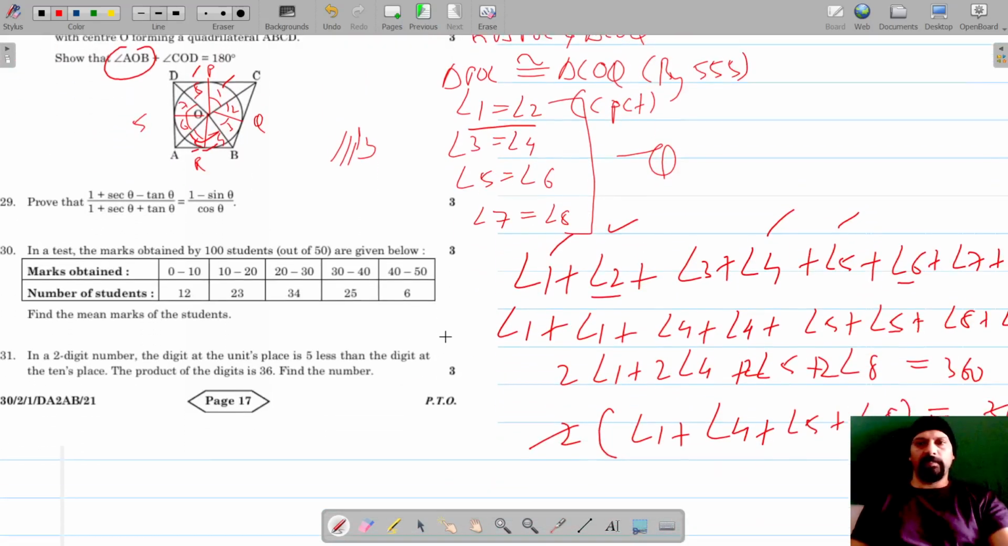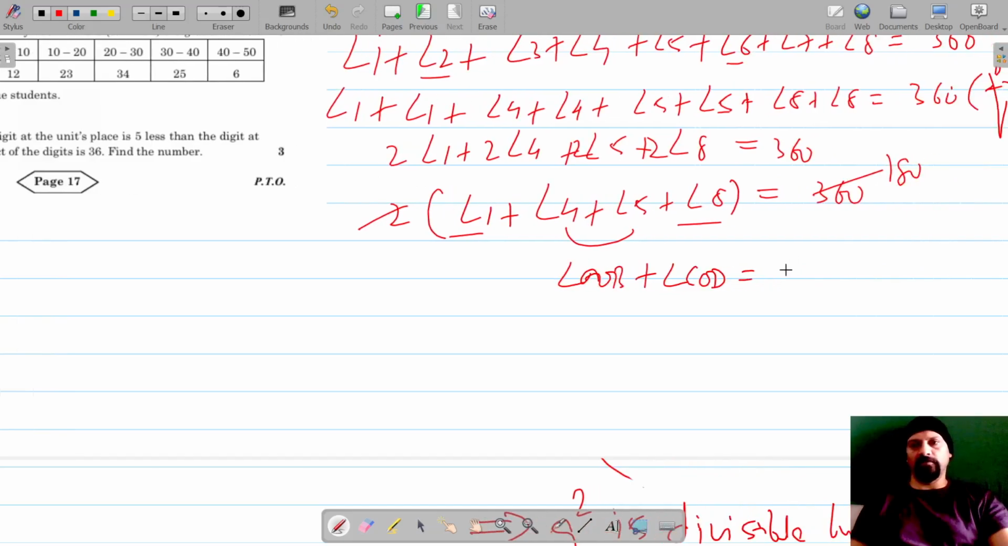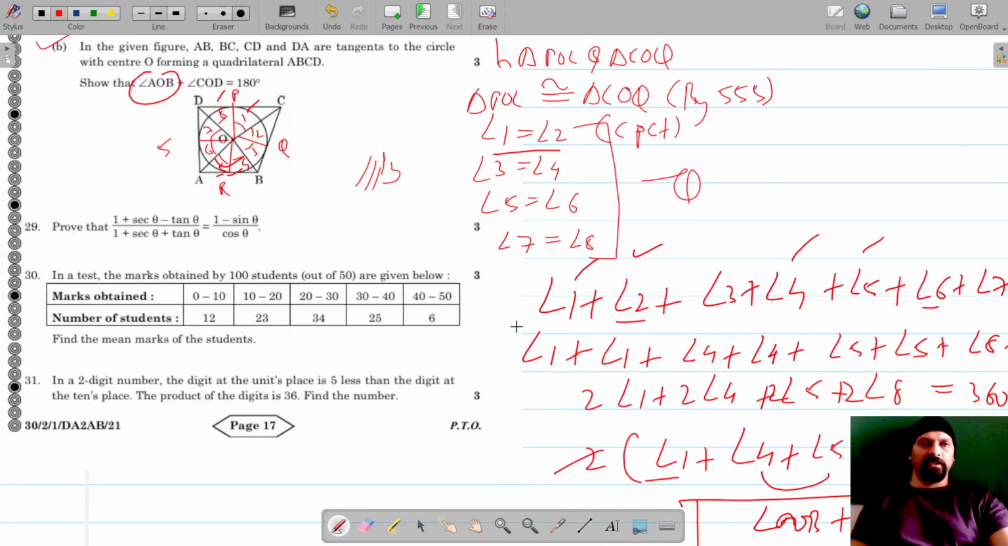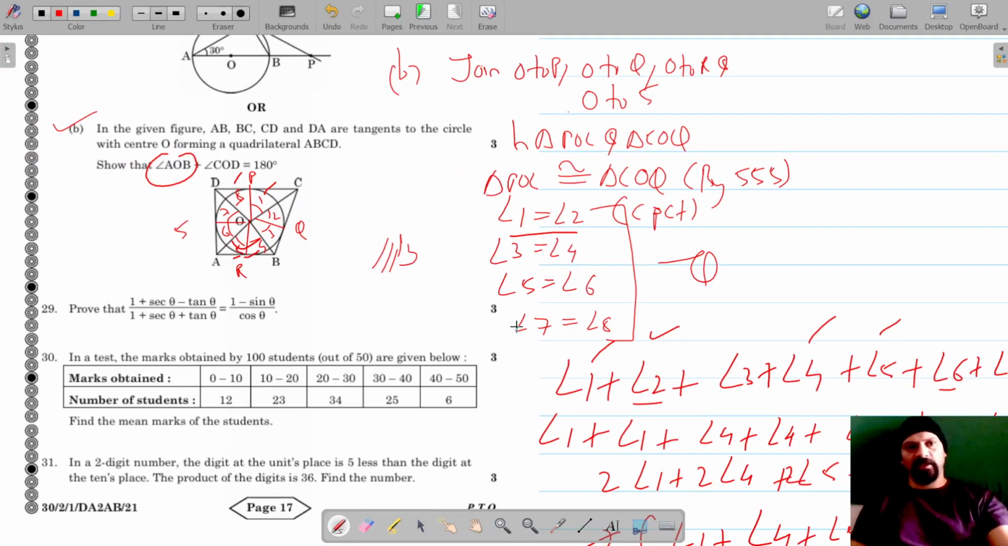Now 4 and 5 gives us angle AOB. So instead of 4 and 5, I can write angle AOB, and 1 and 8 will give me angle COD. So this is equal to 180 degrees, and hence we have proved that angle AOB plus angle COD is equal to 180 degrees. Let's move on to question number 29.